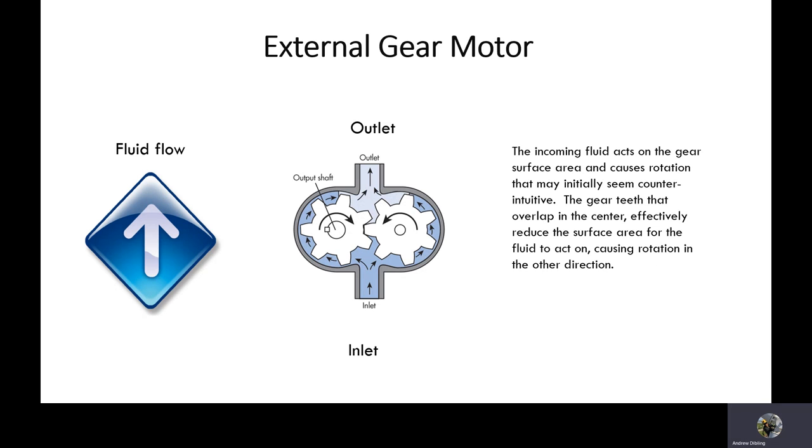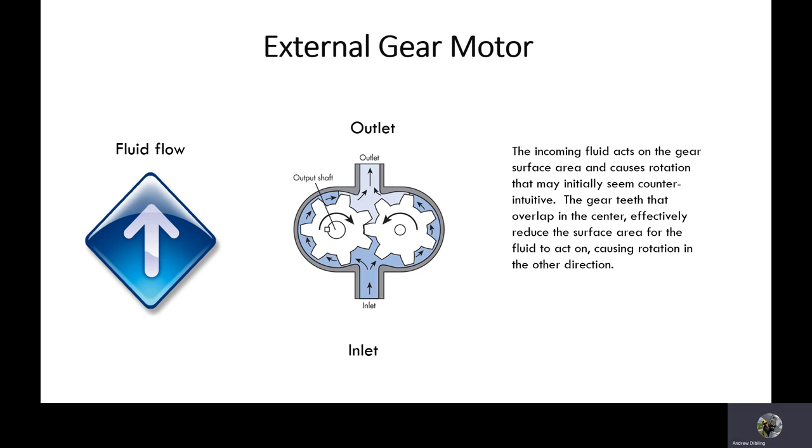So here's an example of an external gear motor. They're very robust, they have excellent speed control, and they're a little bit noisy, but they deliver a really good bang for your buck, and they'll work on a dirtier fluid or a dirtier process too. So the incoming fluid acts on the surface area and causes rotation.